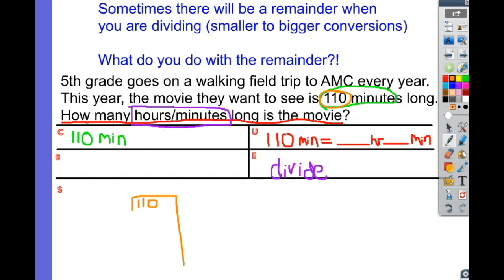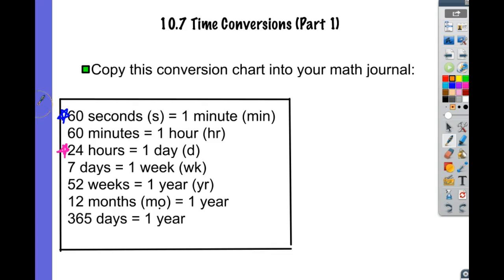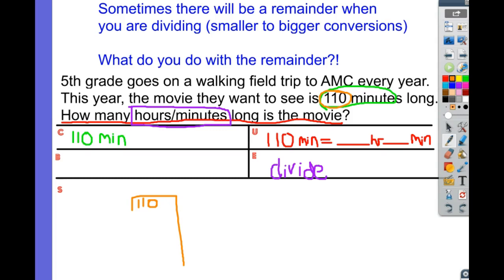Well, let's go to our conversion chart. That's what it's there for. How many minutes are in an hour? Well, hopefully you said 60. There are 60 minutes in 1 hour. So 60 becomes my divisor. Now we just have to quickly divide this out. So 110 divided by 60, I'm going to say 60 times 1, because I know 60 times 2 is 120, and that's too much. We can't take away 120 from 110.